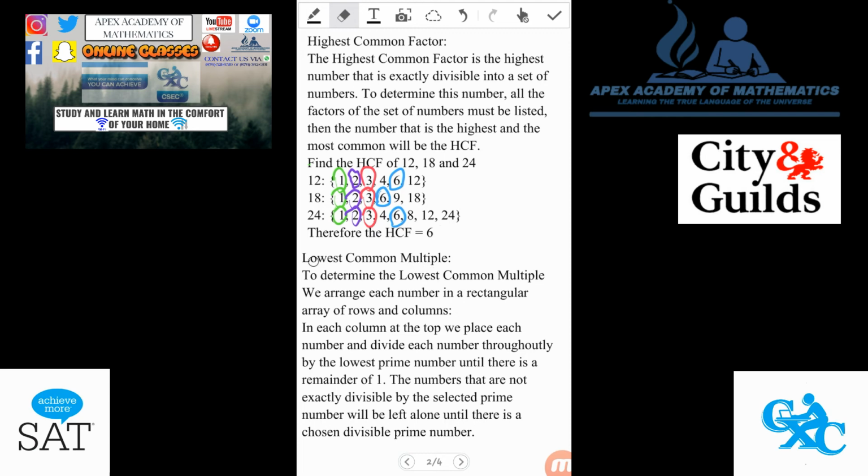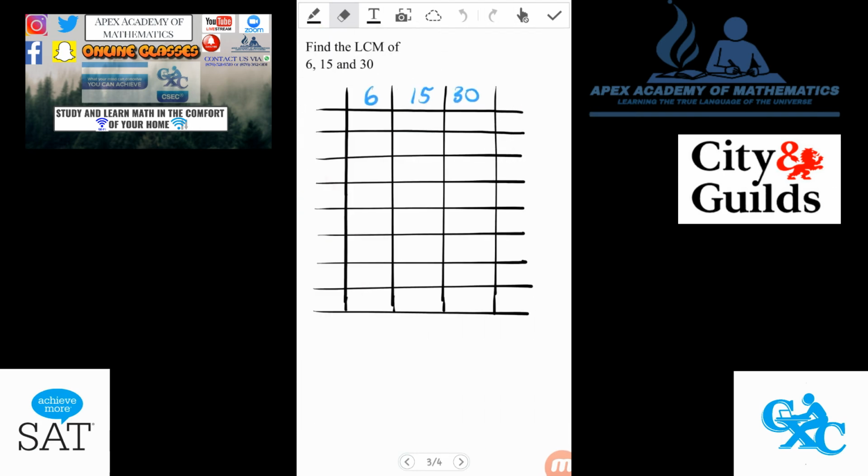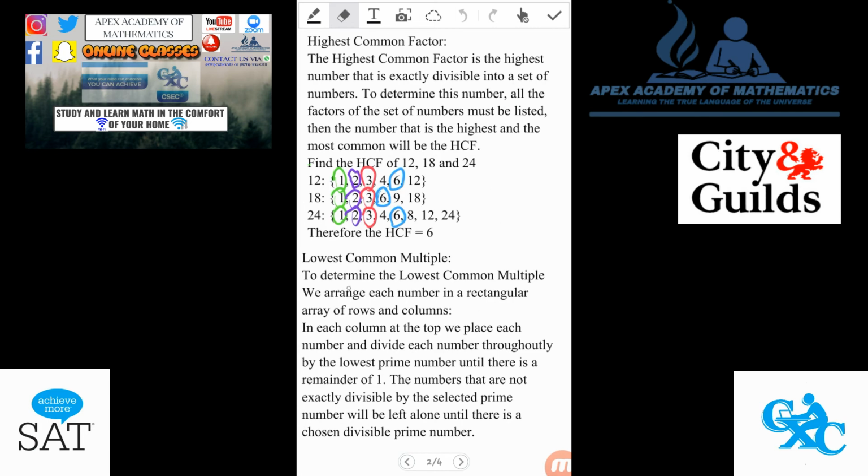All right, so let's look at lowest common multiple here. It says here that to determine the lowest common multiple, we arrange each number in a rectangular array of rows and columns. This will be demonstrated on the next page that I have here for you. I'm going to explain this table in a moment. So we arrange the numbers in a rectangular array of rows and columns.